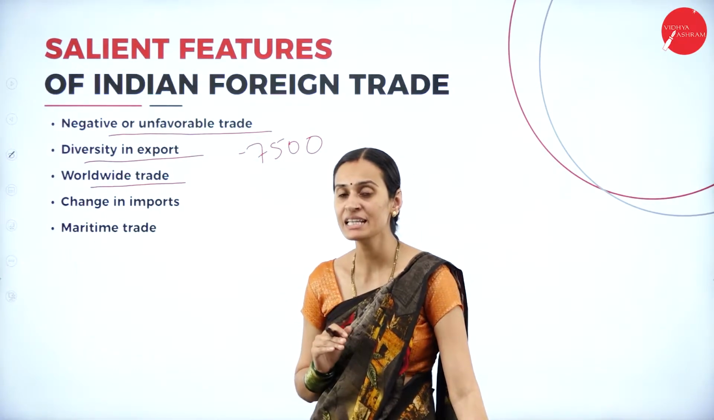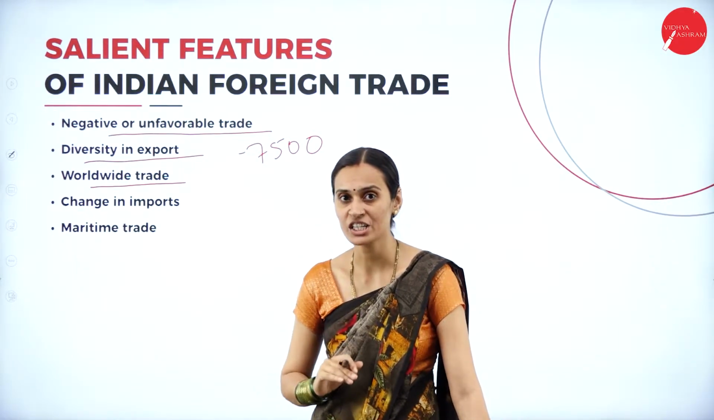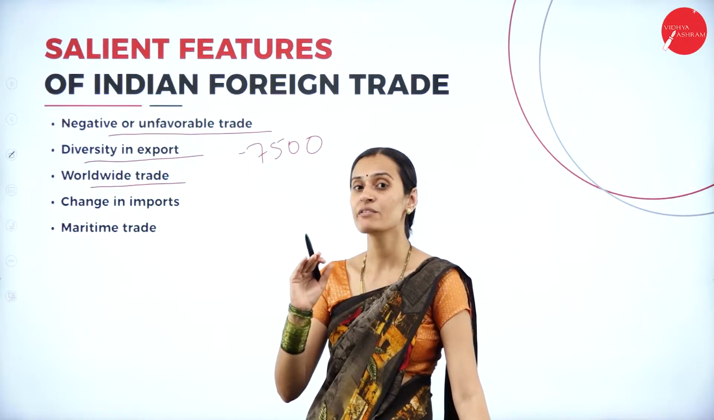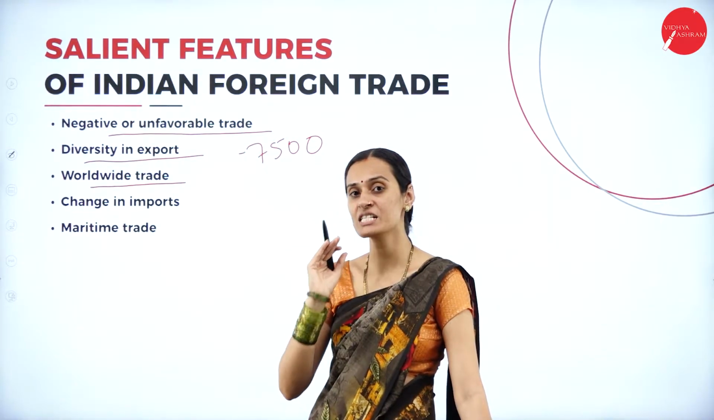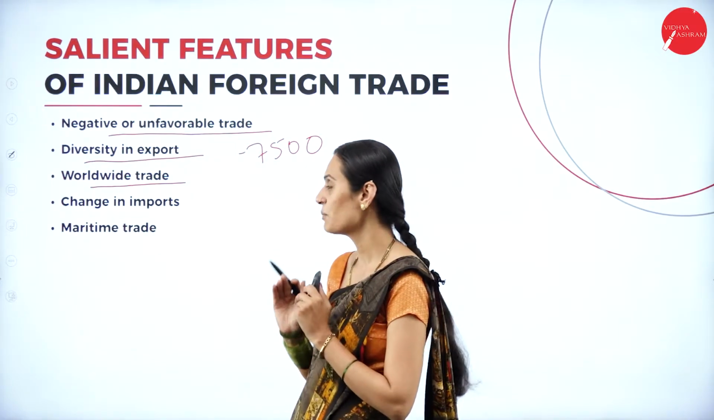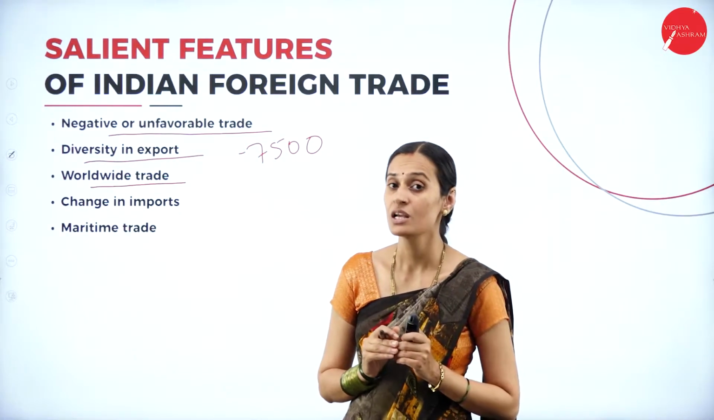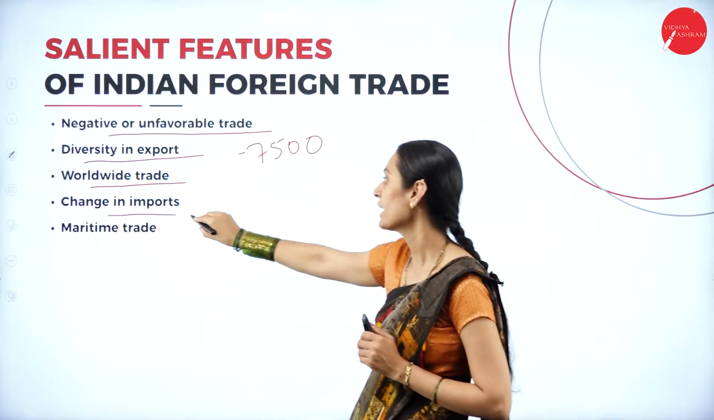But at present we have trade contact with more than 190 countries, and we import from only 140 countries, while for export we have contact with 190 countries in the world. This tells about the worldwide relationship we have between different countries. And next one, change in imports.